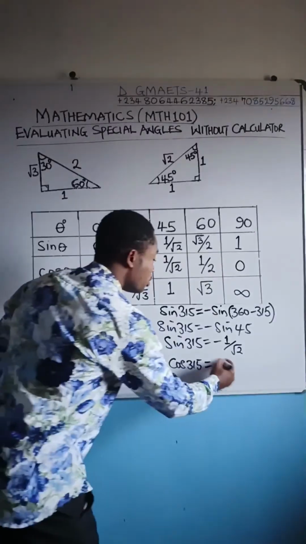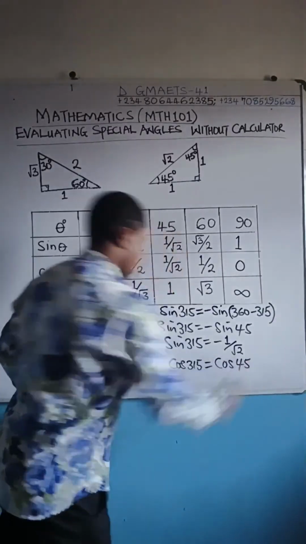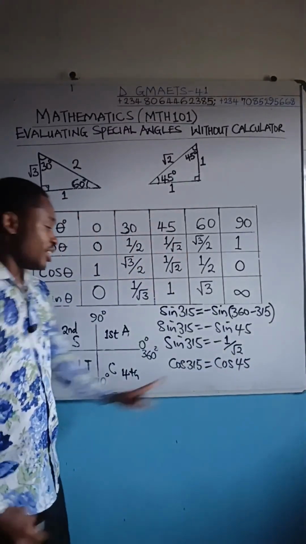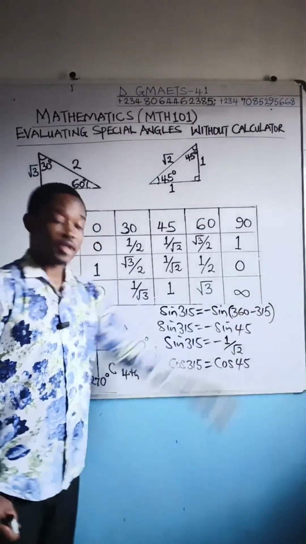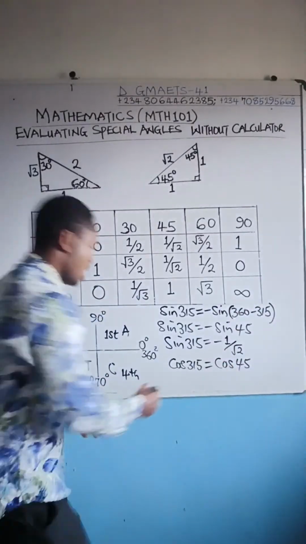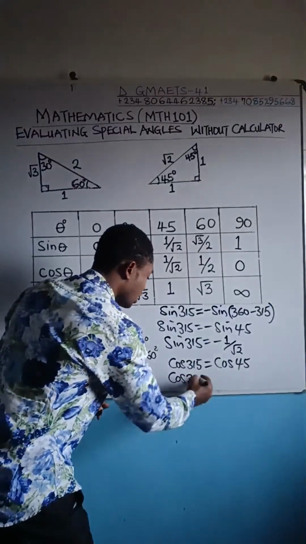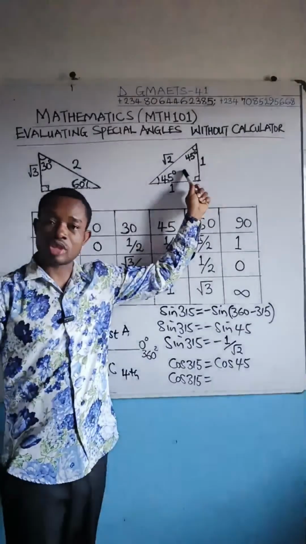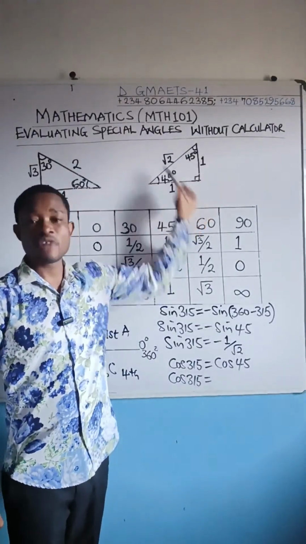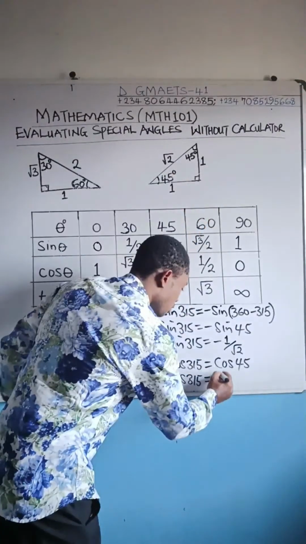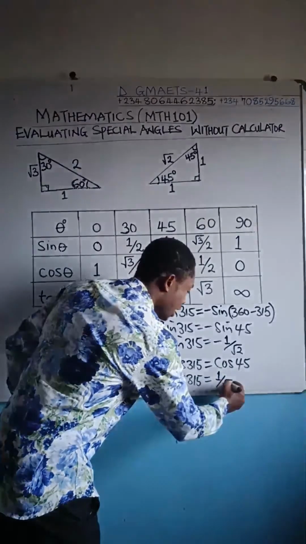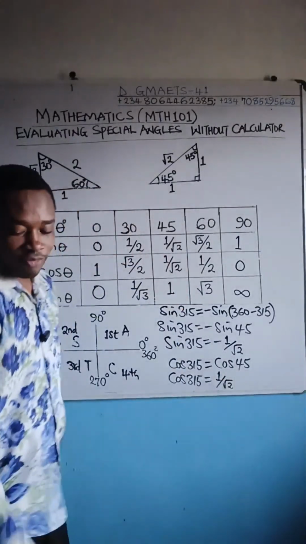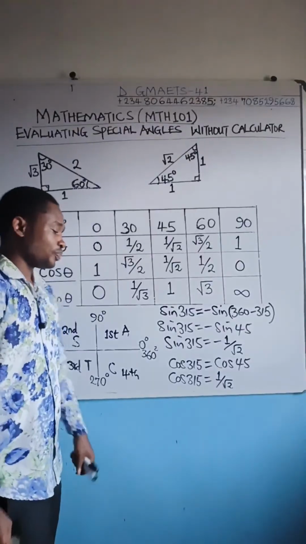Cos 315 will be positive cos 45, fourth quadrant. The 45 is still from 360 minus 315 that you're trying to evaluate. And of course, cos 315 will now be equal to, what is cos 45? Once again, this right angle triangle, adjacent over hypotenuse. So that's going to be positive 1 divided by root 2.